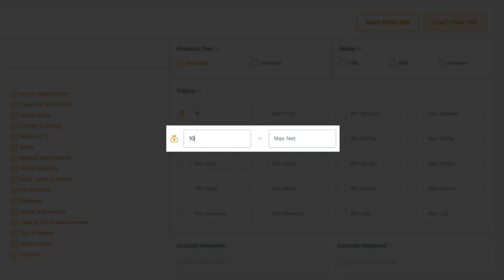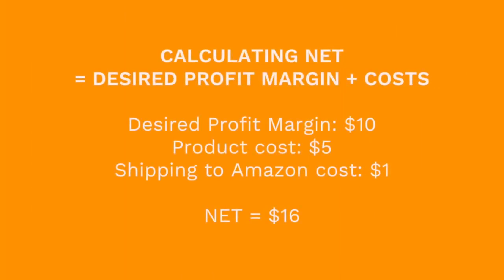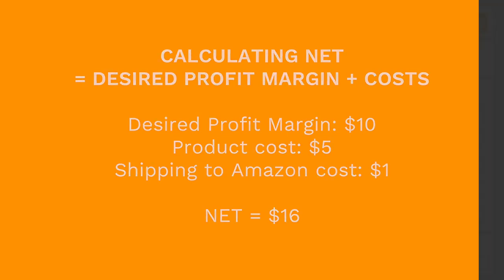Don't forget to consider all expenses though. In addition to Amazon's fees, you also need to factor in the wholesale cost of your product and how much it will cost for you to ship it from the supplier to Amazon. For instance, if your product costs $5 per unit and $1 per unit for shipping, and you want at least a $10 profit margin, then you will need to set your minimum net amount to $16 to cover these expenses and still achieve the profit margin you're after.